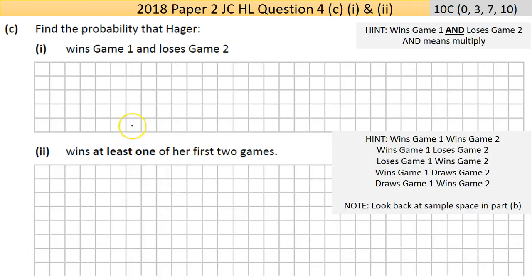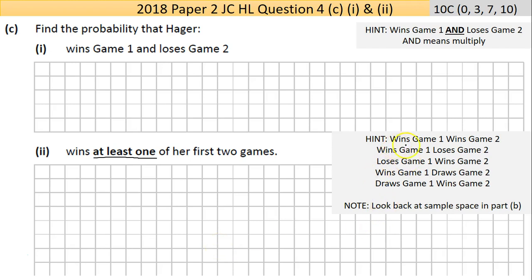I'm going to go back just to declutter. So part 2 here, it says, find the probability that Hager wins at least one. At least one. Again, that's highlighted for a reason, of her first 2 games. Now, I've given a hint here because this is fairly complicated stuff. If you think it through and write out each thing, it gets easier, but that takes time.